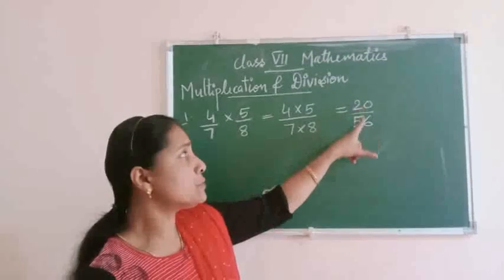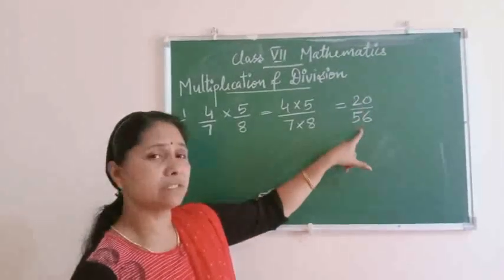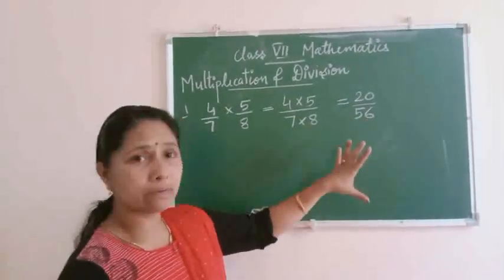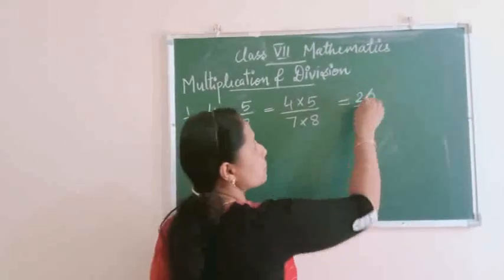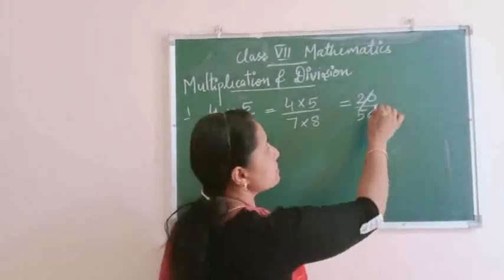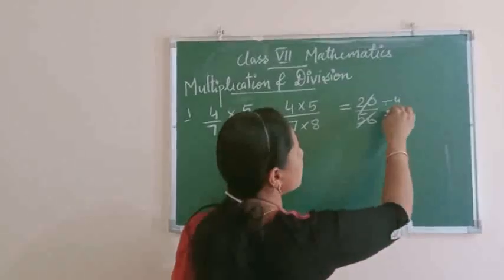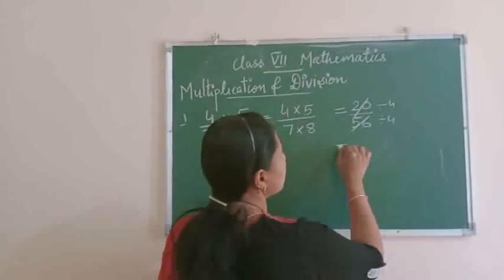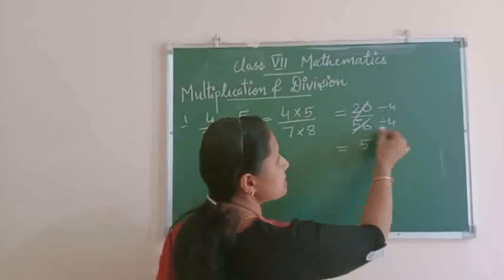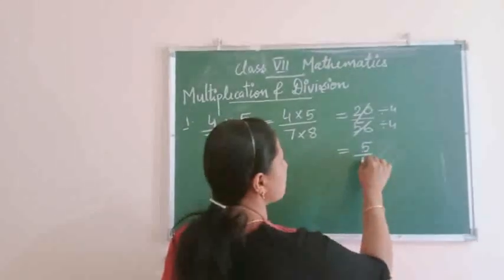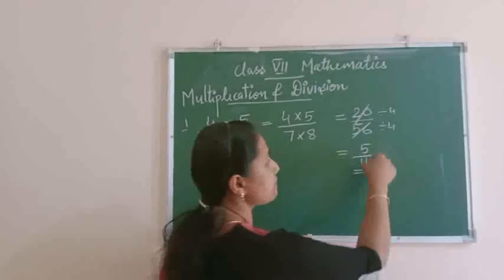But you can reduce this fraction, 20 and 56. They have common factors, so you can reduce. 20 is divisible by 4 and 56 is also divisible by 4. So we are doing the division by 4 here. 20 divided by 4, 5 will come, and 56 divided by 4, 14 will come. So the answer of this question is 5 upon 14.